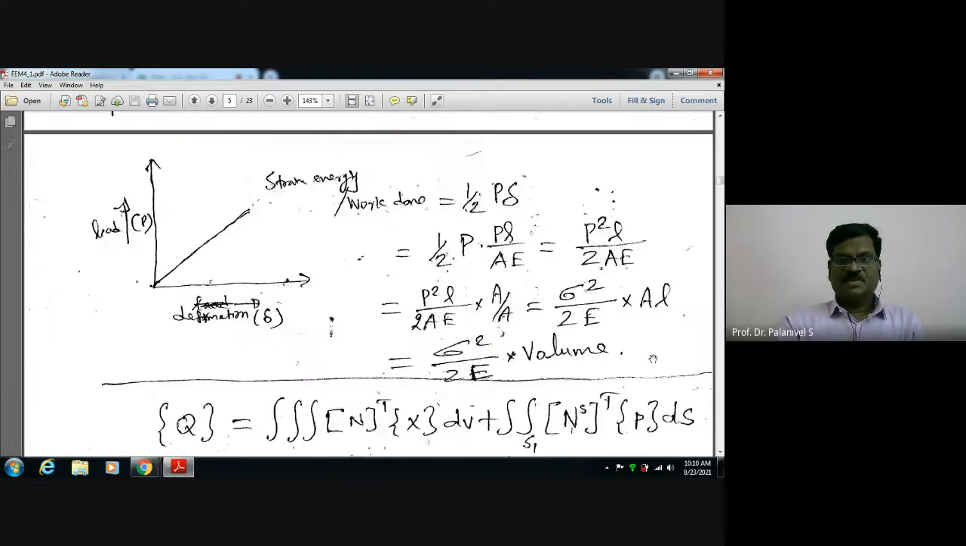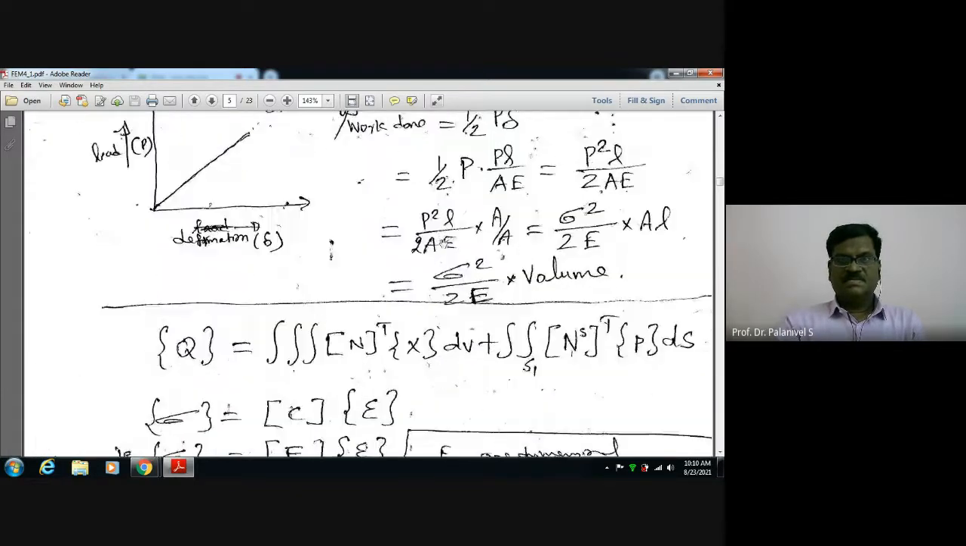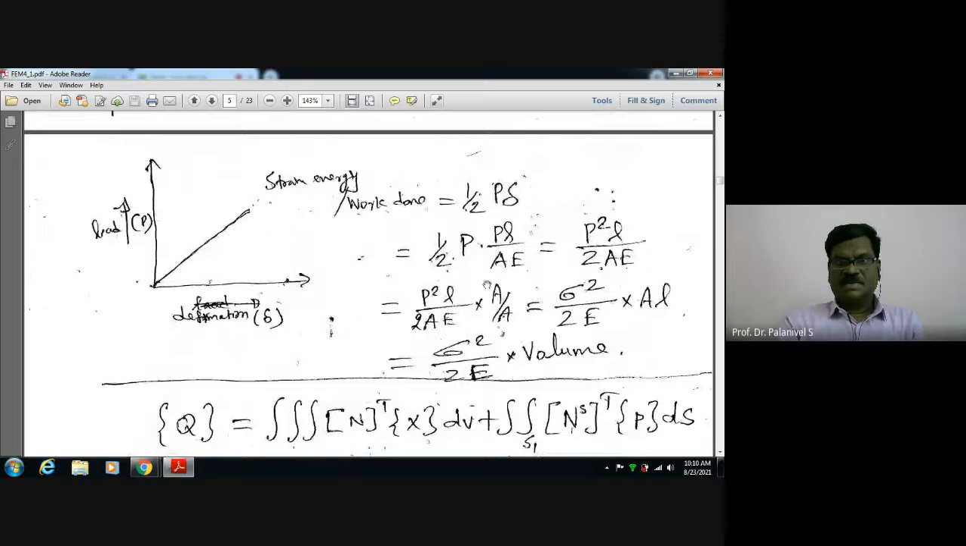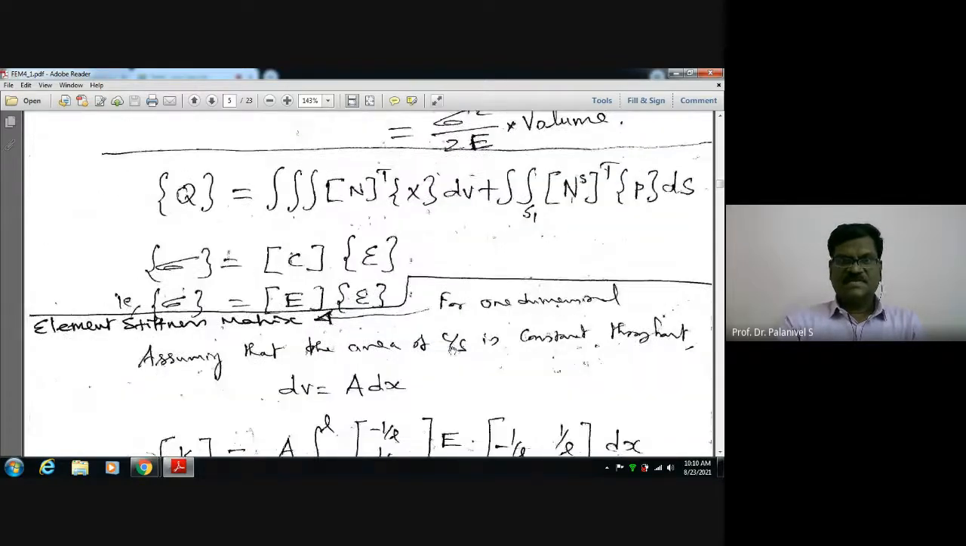Now, some other discussion is not necessary, so leave it. I will come to the continuity. Now, the element stiffness matrix for a one-dimensional element. We have seen the two-noded line element, the one-dimensional one.